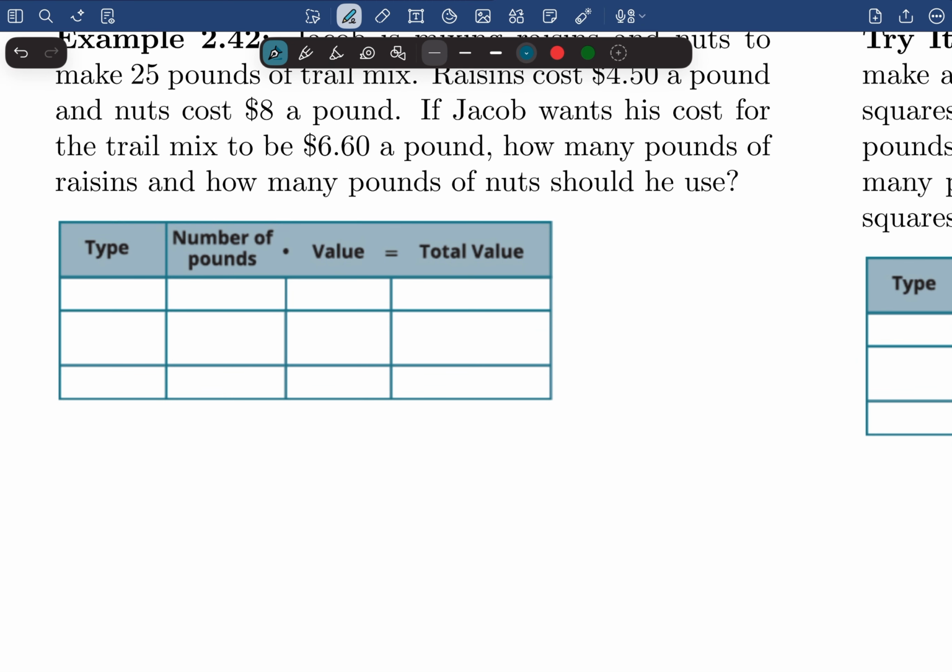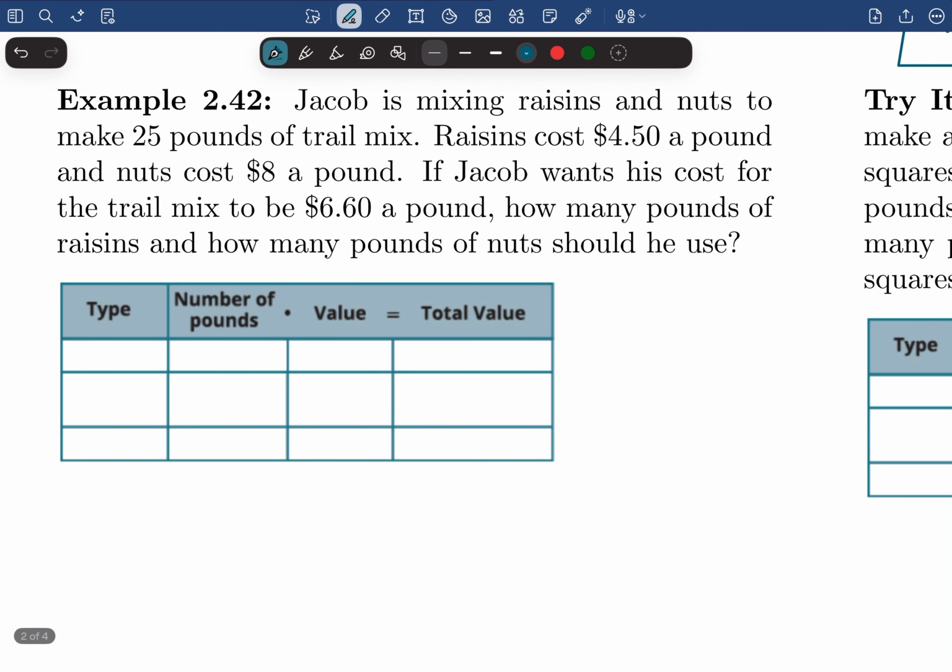Let's begin with the type. So what are we mixing together? Well, we've got raisins and we've got nuts.